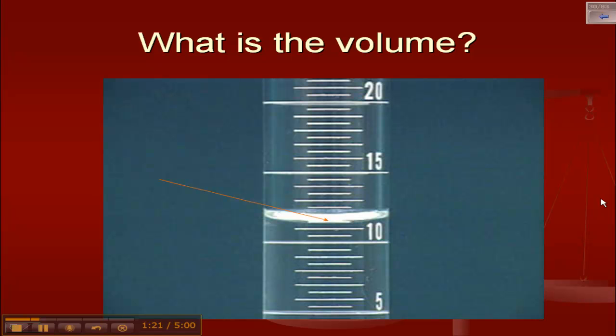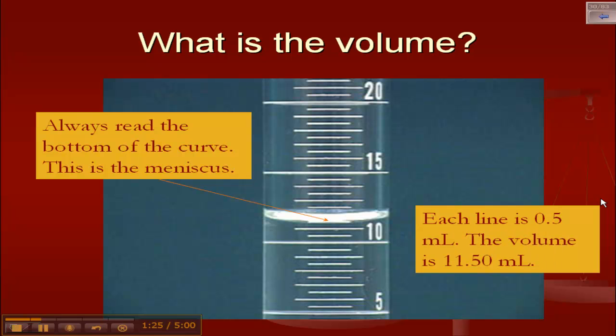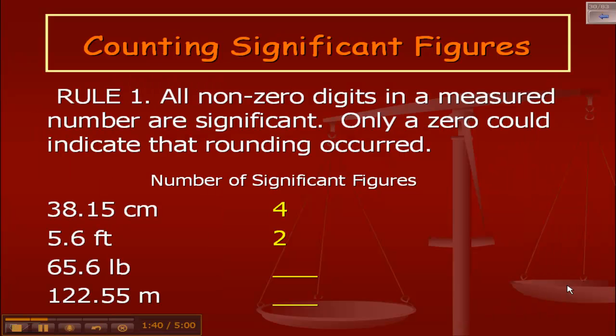So what's the volume here? Read the bottom of the curve, your meniscus. Now in this case, each line is 0.5. So you're going to have to report to the hundredths place here. And this one does appear to be right on the line, so we would report that as 11.50 milliliters.